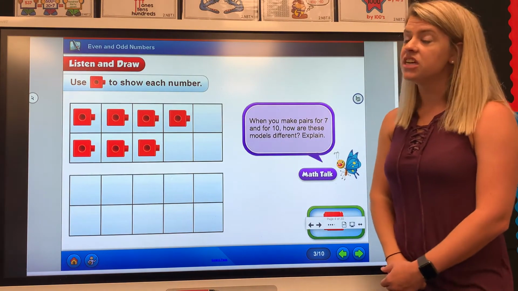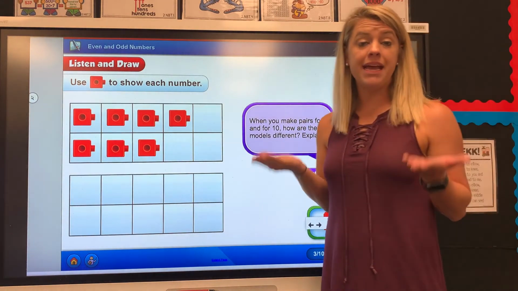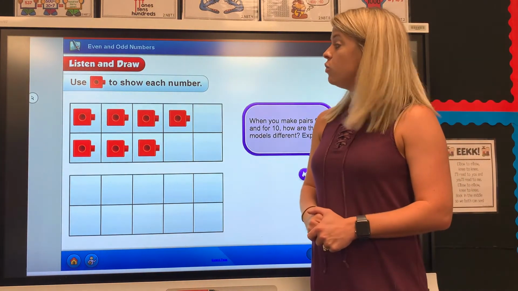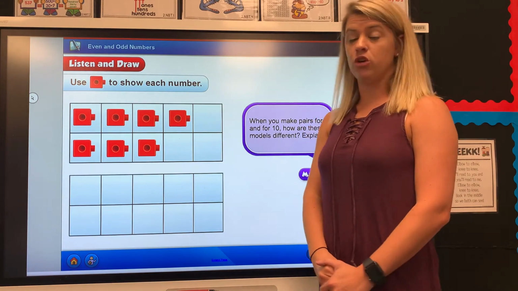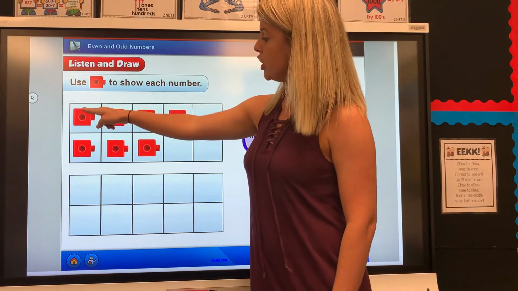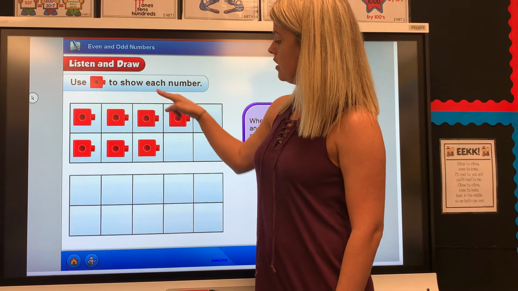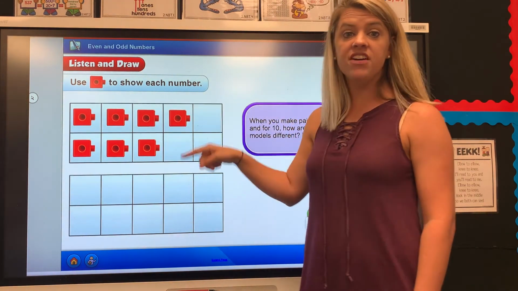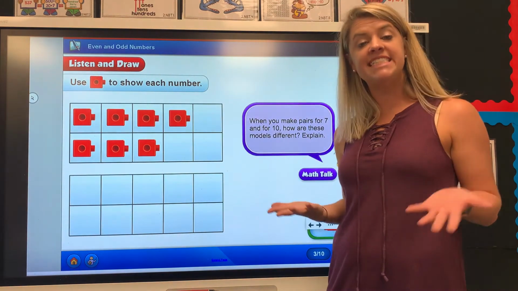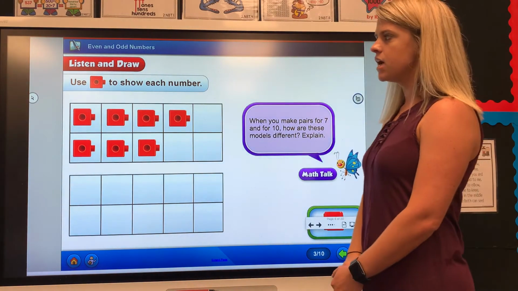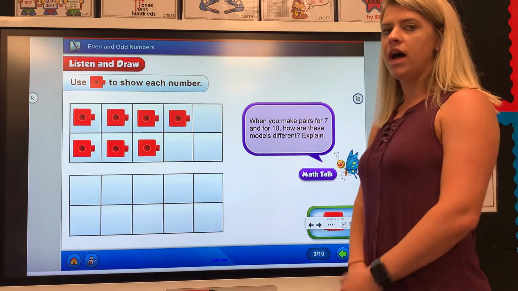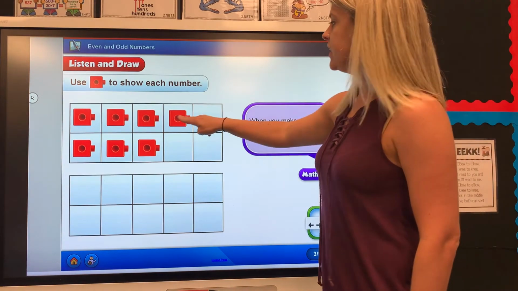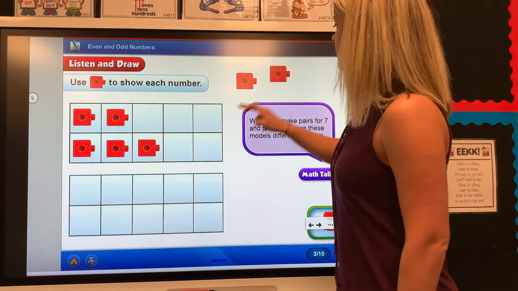All right, let's look at it. Were we able to make a pair with 7 linking cubes? Let's check. We have a pair, pair, pair. Oh, we did not have enough to make pairs with 7. I wonder what that means. We'll have to see in a minute. Let's go ahead and clear our board again, and we're going to try it with another number.